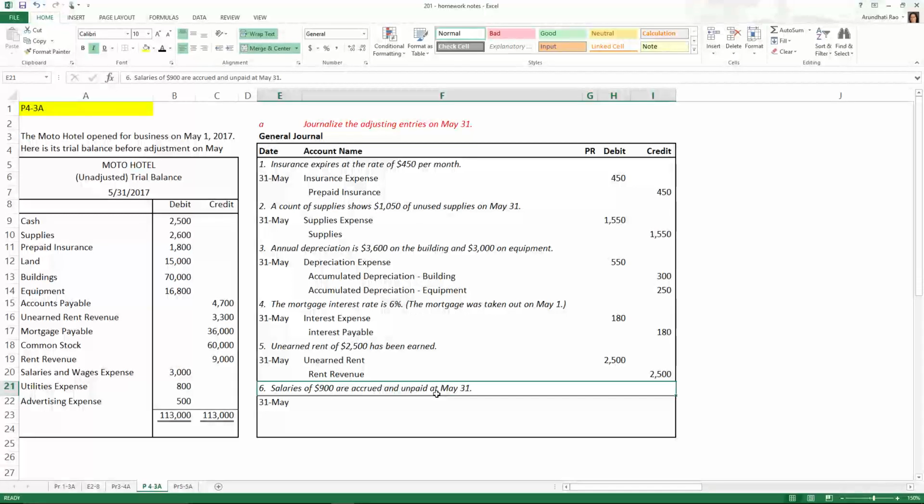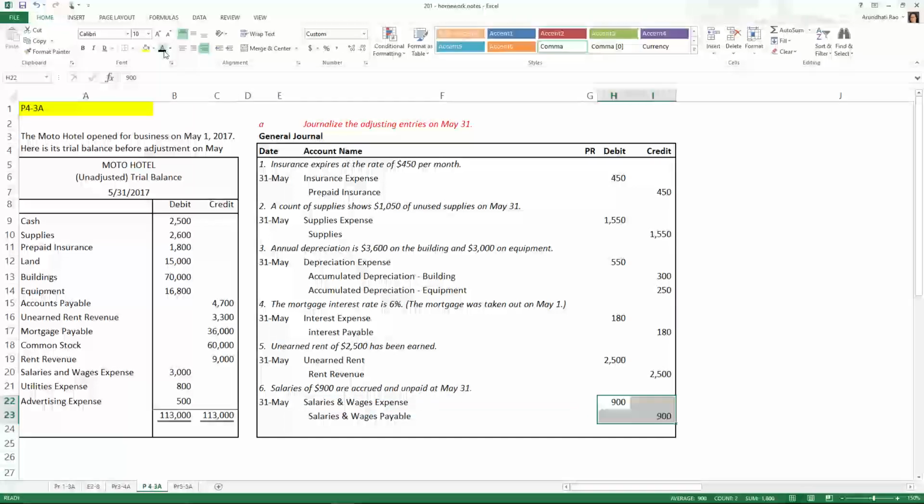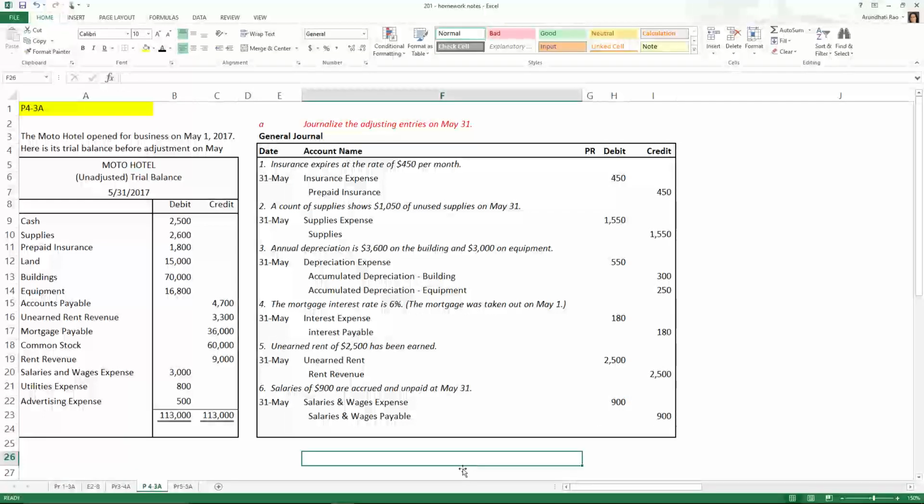Probably the very next day I'm going to make the payment, or within a couple of days. So my journal entry is going to be salaries and wages expense debit and salaries and wages payable credit. Again, I was given the amount, this $900. So we've done our 6 adjusting entries at the end of the month.